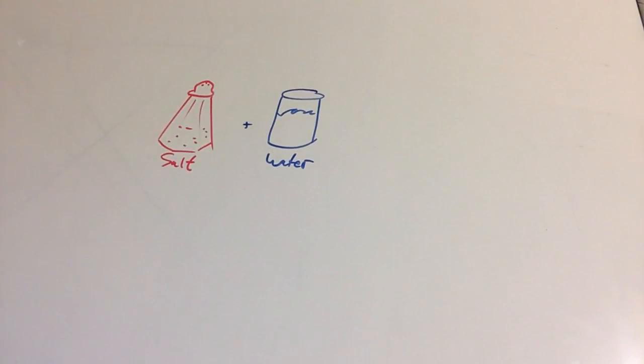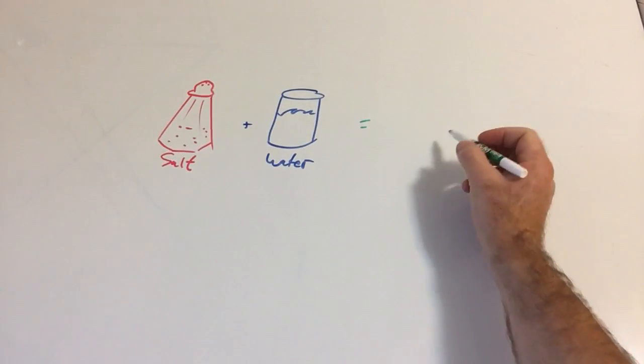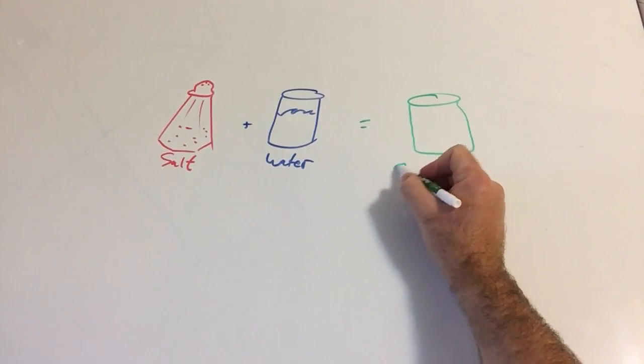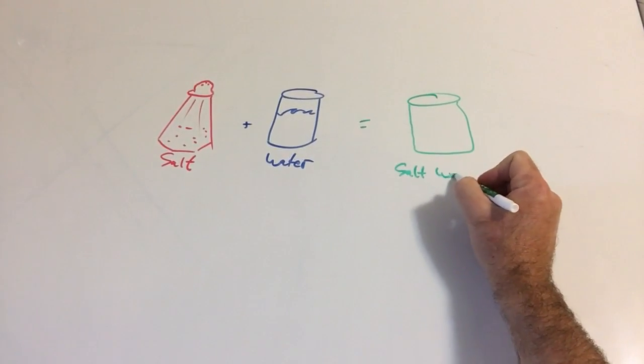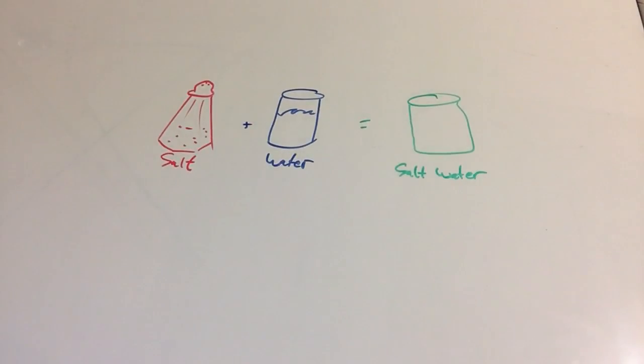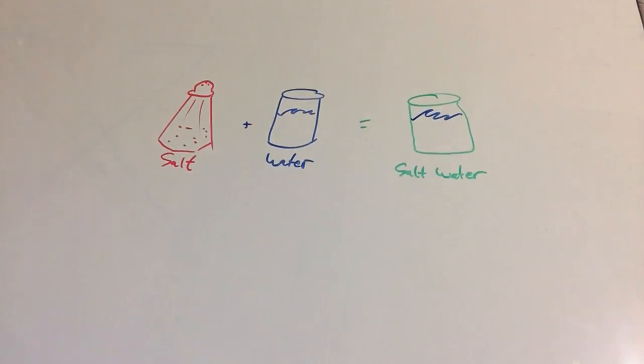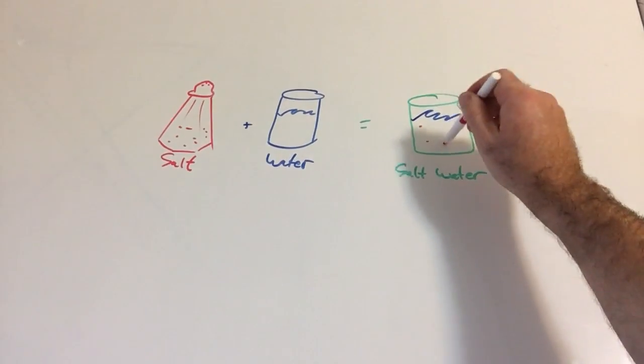It does not go boom. I know you're surprised that the oceans aren't constantly exploding. It does not go boom. It is a mixture. And in fact, you get salt water. And what salt water is, of course, is your delicious water with the salt evenly distributed throughout, dissolved throughout.